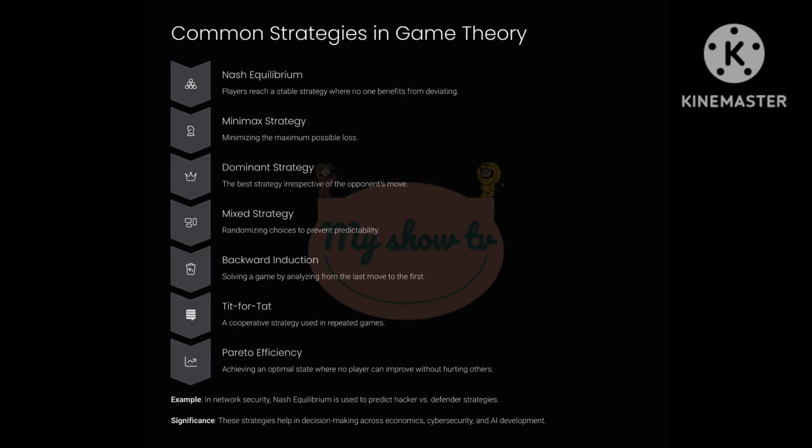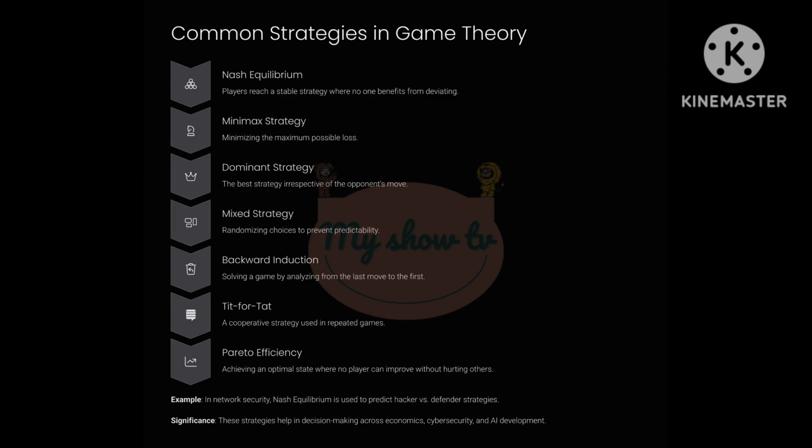Slide 6. Common strategies in game theory. Now, let's discuss some of the most common strategies in game theory. These strategies guide decision-making in competitive and cooperative situations. 1. Nash equilibrium. This occurs when no player can improve their position by changing their strategy alone. Once players reach this point, no further unilateral changes are beneficial.